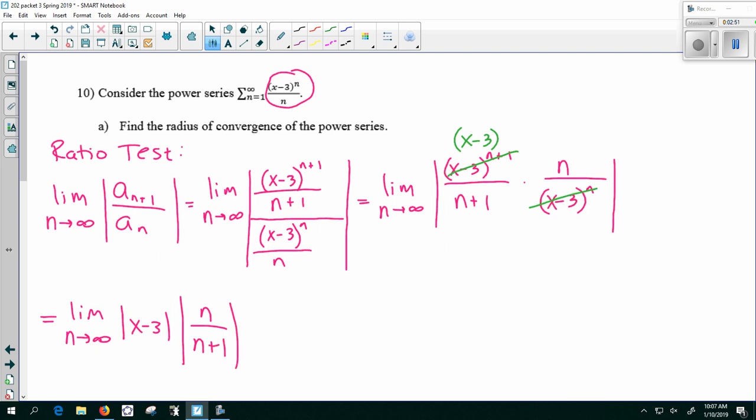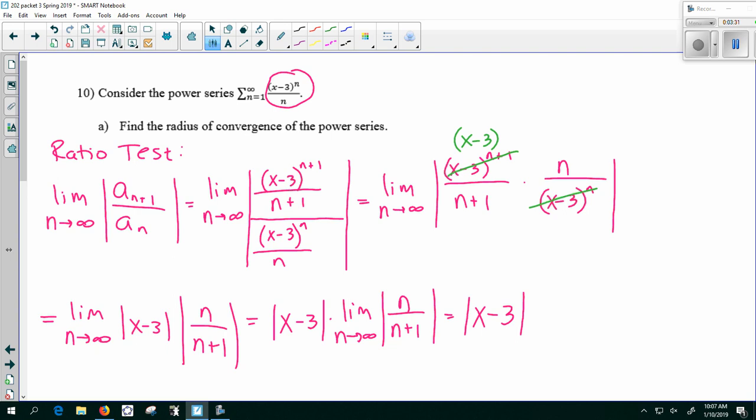In the limit, I can pull the x minus 3 outside of the limit. So this is the absolute value of x minus 3 times the limit as n goes to infinity of n over n plus 1. The limit of n over n plus 1 is 1, because they have the same degree. The leading coefficients are 1, so 1 over 1 is 1. So this is just the absolute value of x minus 3. That is what the ratio test results in after we've done all of our simplifying.